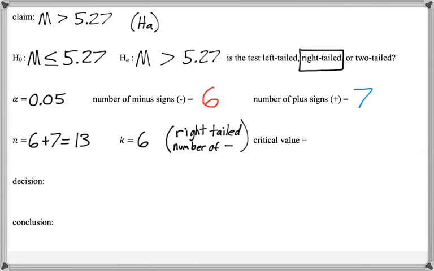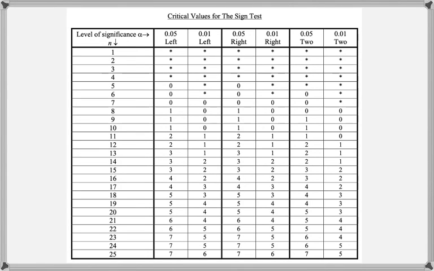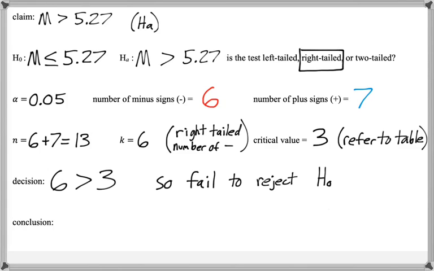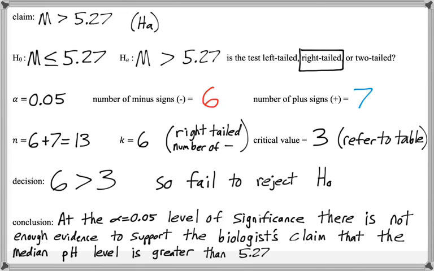Now let's look at the table for the critical value. The critical value is going to be 3. So k is greater than the critical value, so we fail to reject the null hypothesis. And the conclusion would be, at the 0.05 level of significance, there is not enough evidence to support the biologist's claim that the median pH level is greater than 5.27.